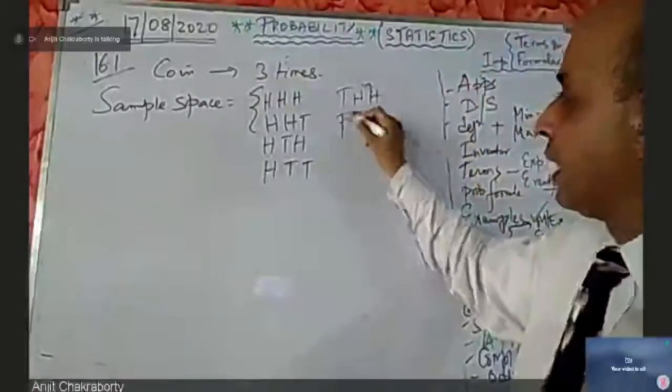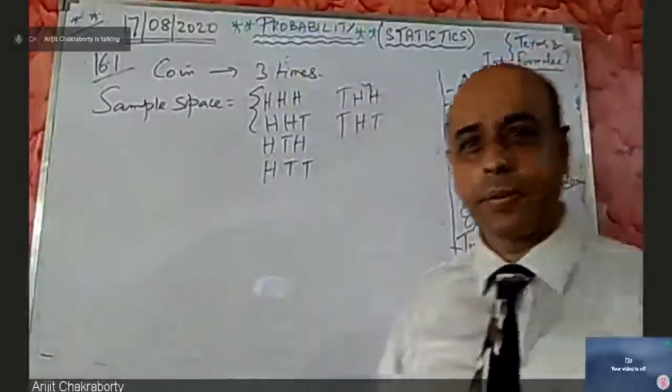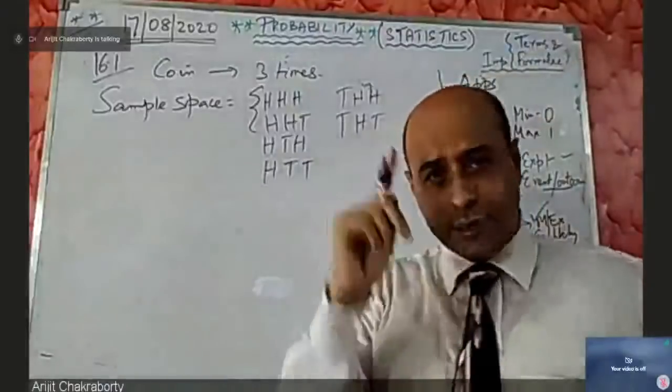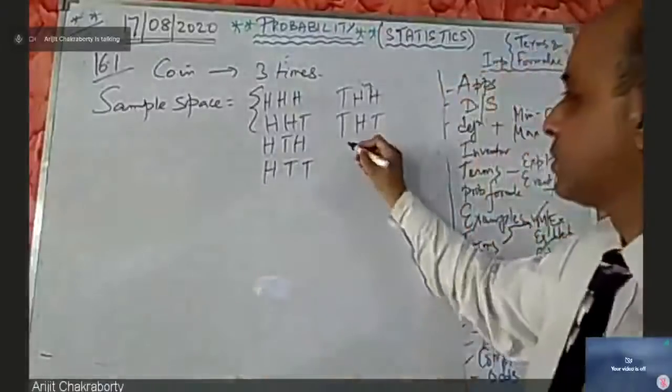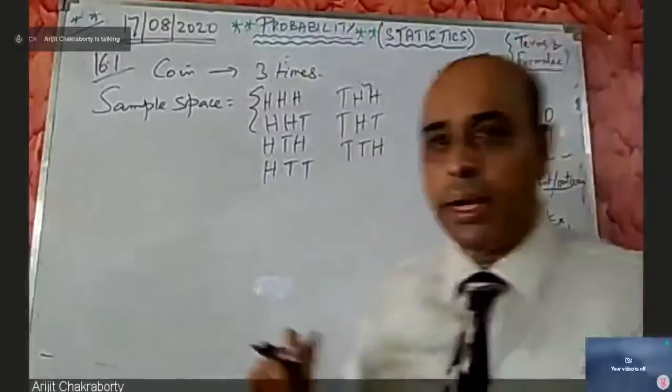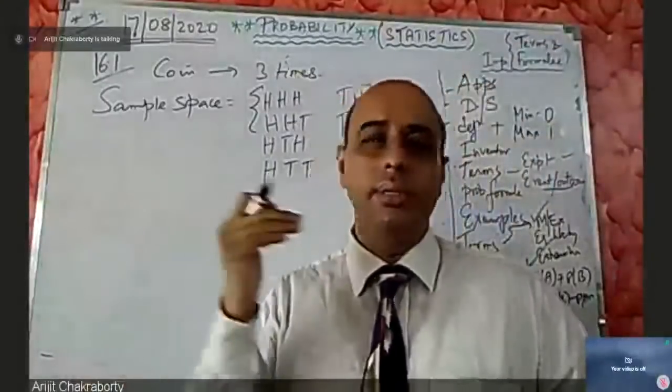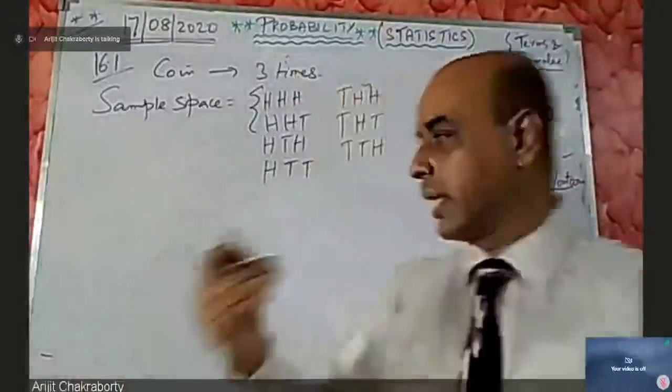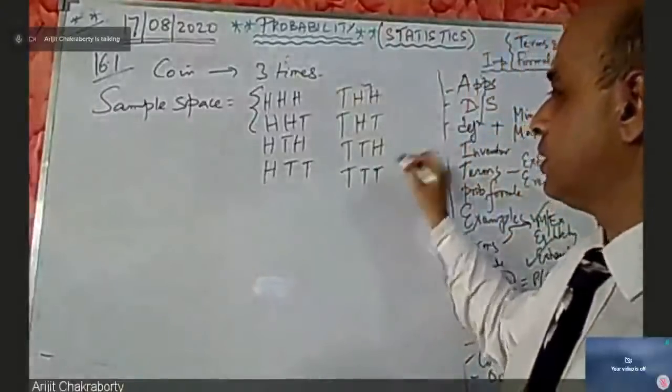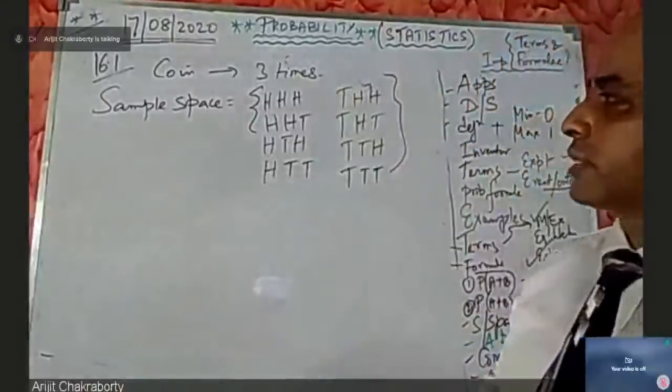THT, tail, head and tail. It can be tail, tail and head. So T, T and H. And finally it can also be tail, tail, tail. T, T, T. So this gives a sample space.